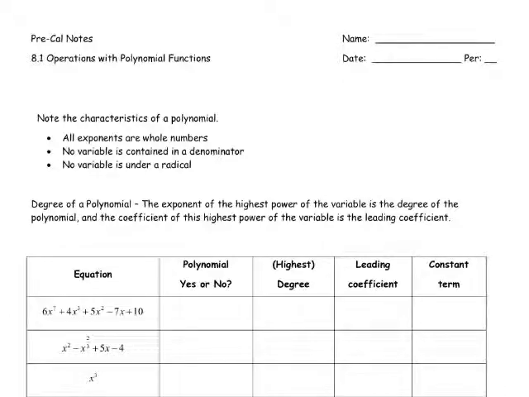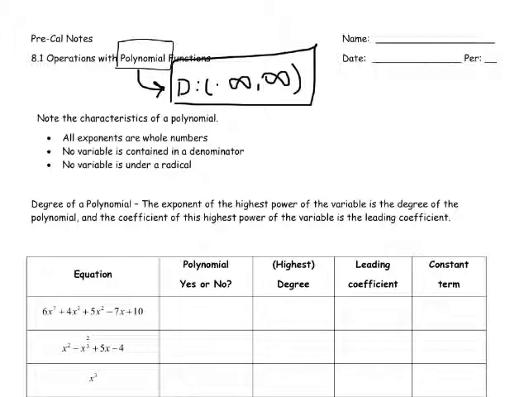All right, so we're going to talk about polynomials. We've talked a little bit about polynomials, but really all we've said is that polynomials have a domain that's defined everywhere. We're going to talk about polynomials all unit long. This is a non-calculator day.